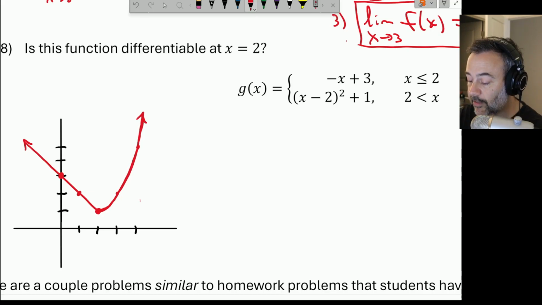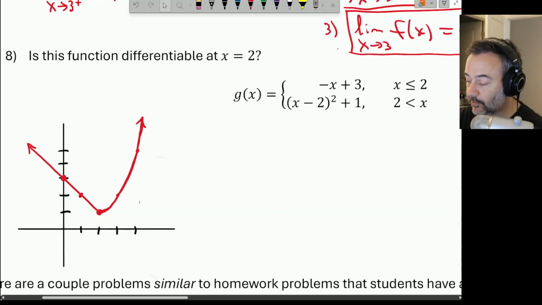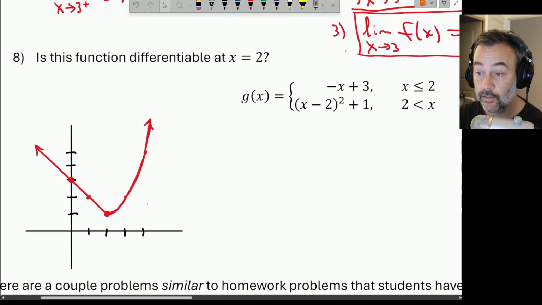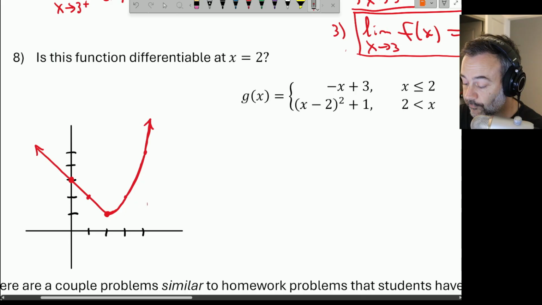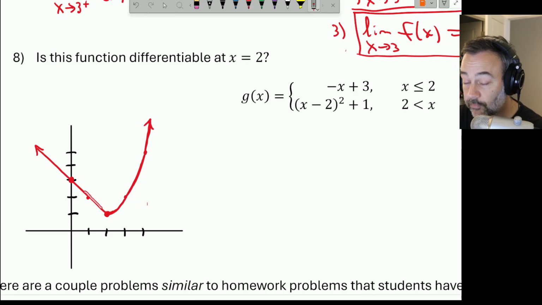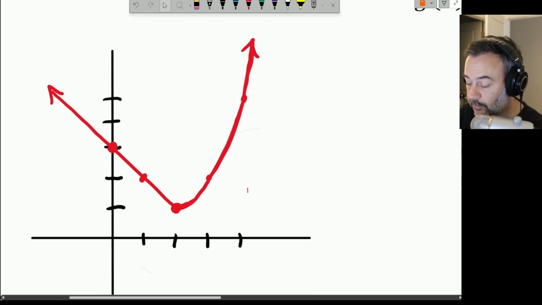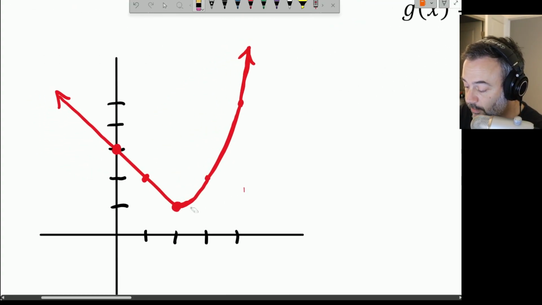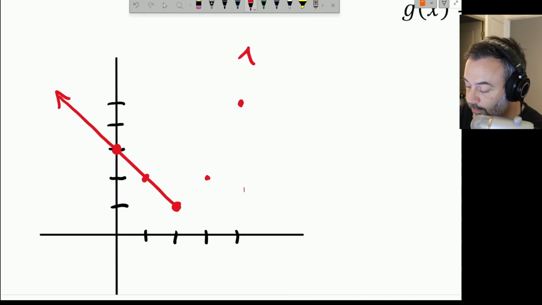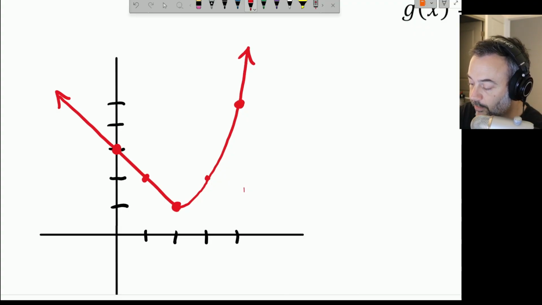Now that you have this graph, is this differentiable at x equals 2? Heck no. This is a corner. The graph on the left, what would the left derivative be? The derivative on the left of this point is -1. The derivative coming from the right is actually 0. Let me see if I can draw this slightly better. So on the right side, it's a parabola and it's horizontal right when it gets to this point at the bottom.